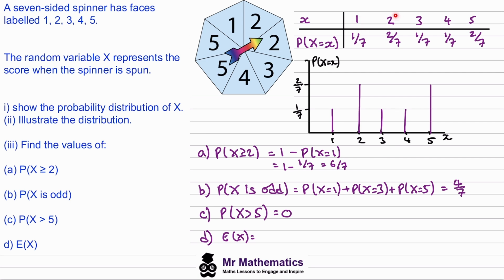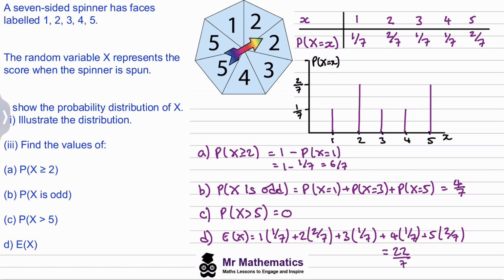And then for part D, the expected value of x. So we'll work out each of these products, and then we'll add them together. So we can work out all of this, and we get 22/7. So this would be our expected value, okay? So I hope that's given you an idea on how to work with discrete random variables.